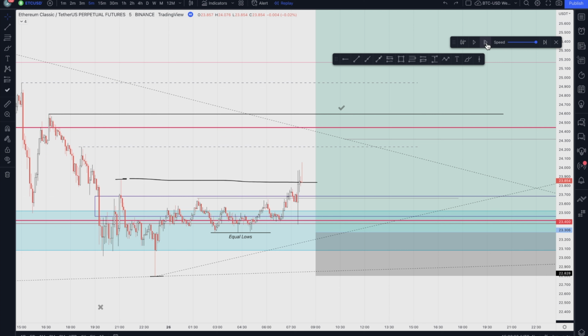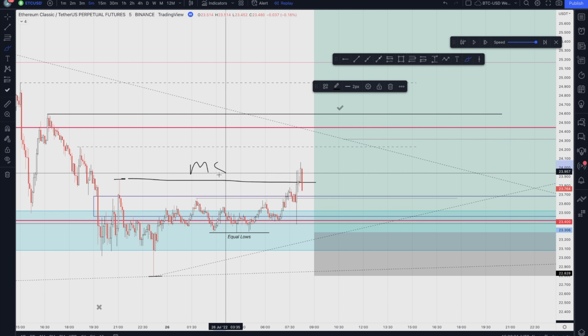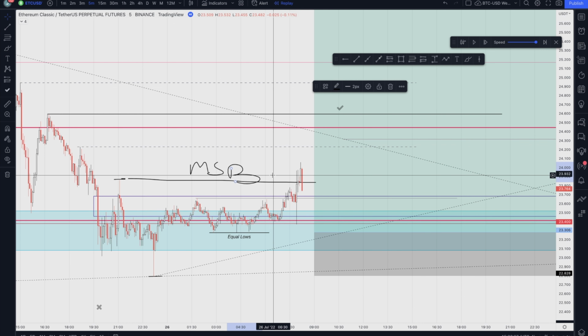I hope you guys are getting what I'm trying to say. You can see candle closes above this. What's this? This is the MSB, right? Market structure break. Then again, we are at the lows, call it the change of character, right? So I am getting bullish here.